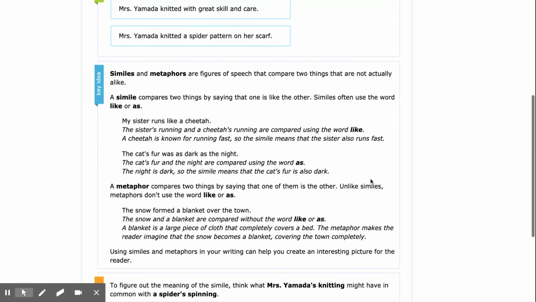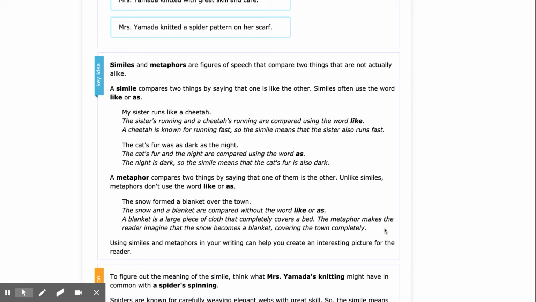Before we begin, let's review similes and metaphors in our notes under Key Idea. Similes and metaphors are figures of speech that compare two things that are not actually alike. A simile compares two things by saying that one is like the other. Similes often use the word like or as.